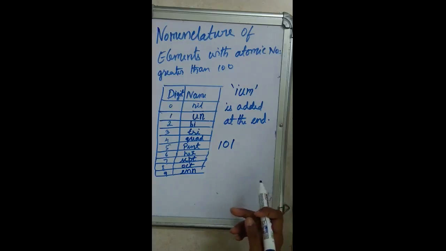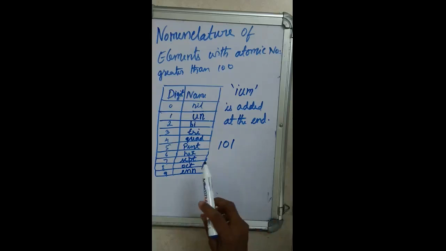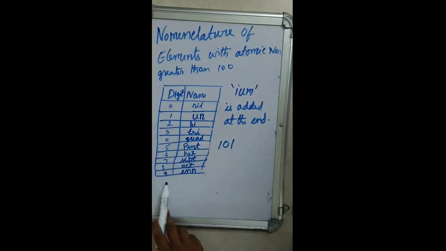Actually, what happened after 100? A few elements were not discovered properly. Even though discovered, they were not characterized properly, or their properties were not studied. So the scientists decided that until the discovery of such elements is proved, the name is officially recognized based on systematic nomenclature. They have given one rule, using the digits 0 to 9.